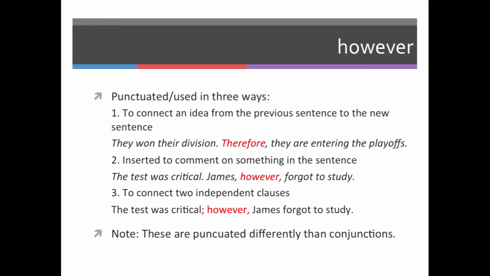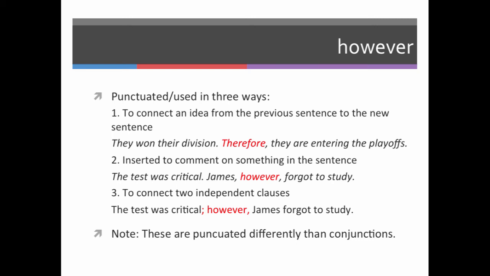In the second one, the test was critical. James, however, forgot to study. In this example, however is inserted in the middle of an independent clause. Because it is in the middle of an independent clause, it is divided with the commas on both sides. All right. This is in contrast to number 3, where however actually divides two independent clauses.